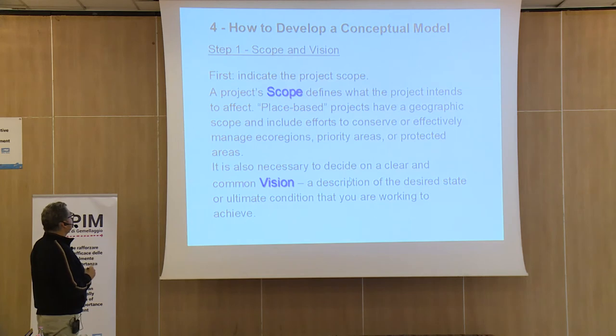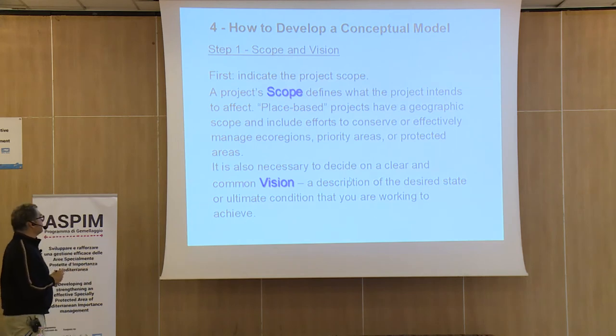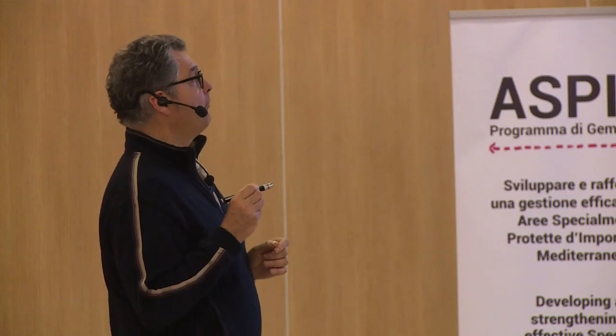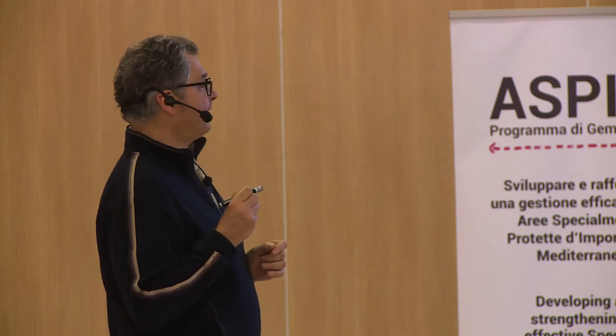Step one, scope and vision. What is the project scope? A project scope defines what the project intends to affect. We always talk, in this case, of place-based projects. These have a geographic scope and include efforts to conserve effectively managed ecoregions, priority areas, or protected areas.